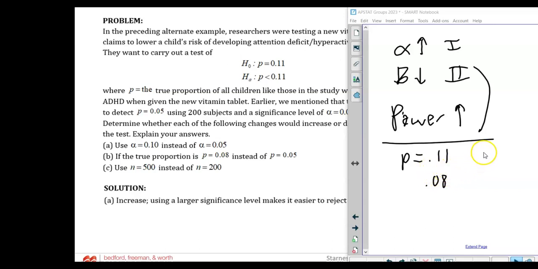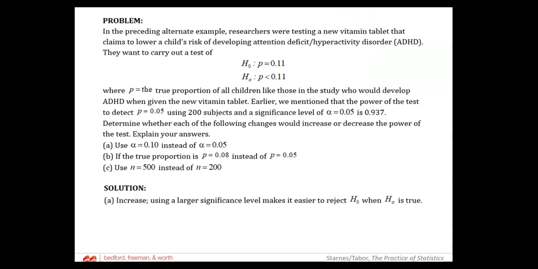So the null is 0.11, right? That's the null here, and 0.08 is less of a difference. So the power is going to go down, right? Because the bigger the difference, the greater the power. If you get a sample where you get something a lot different, it's going to give more power. So it's going to decrease. It's harder to detect a smaller difference between the null and alternative.